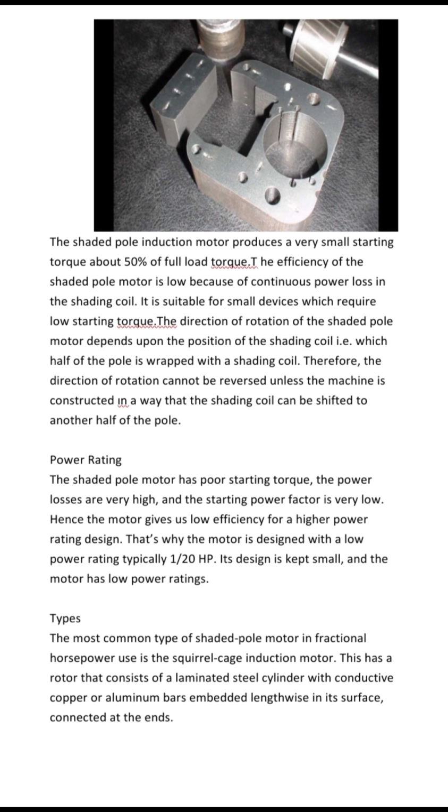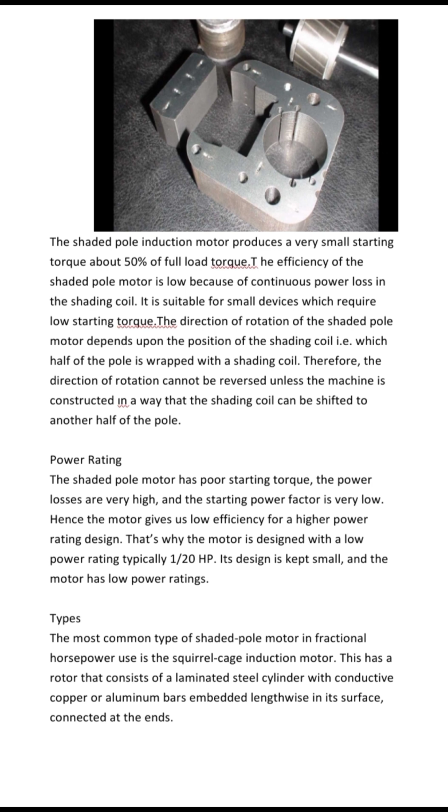Therefore, the direction of rotation cannot be reversed unless the machine is constructed in a way that the shading coil can be shifted to the other half of the pole. For rotating, the shaded pole motor has poor starting torque. The power losses are very high and the starting power factor is very low. Hence, the motor gives low efficiency for a higher power rating design. That's why the motor is designed with a low power rating, typically 1/20 HP.